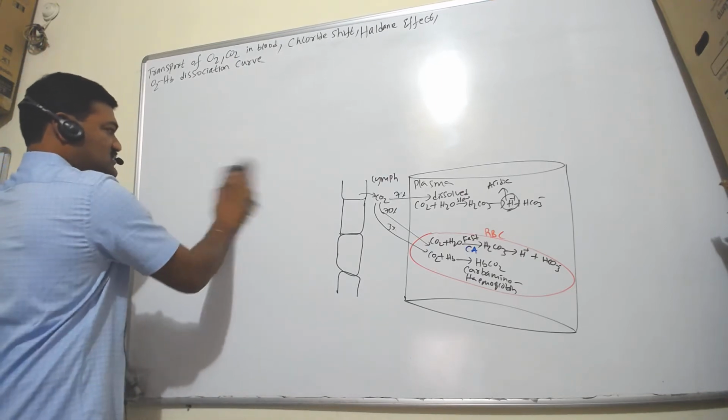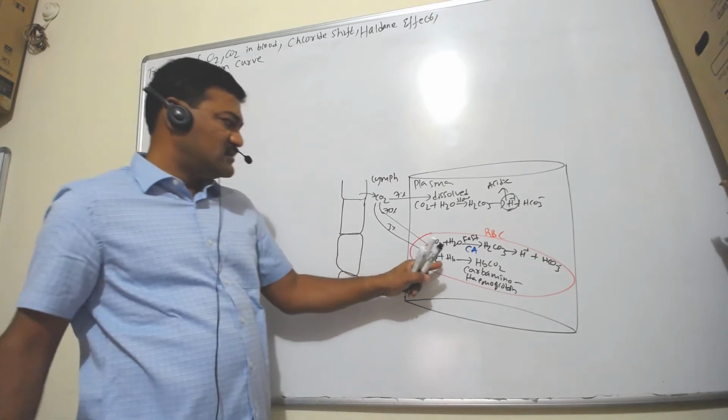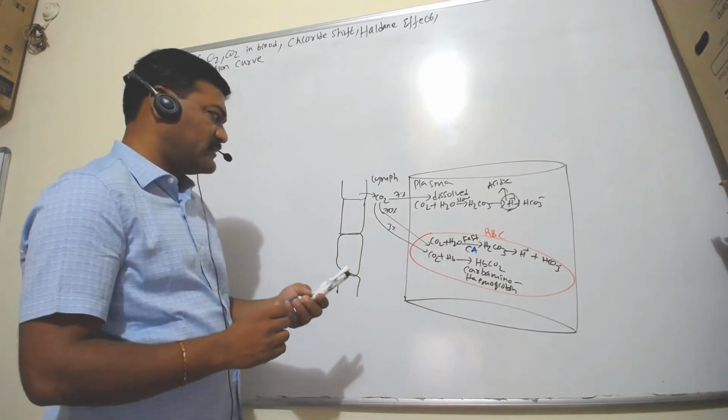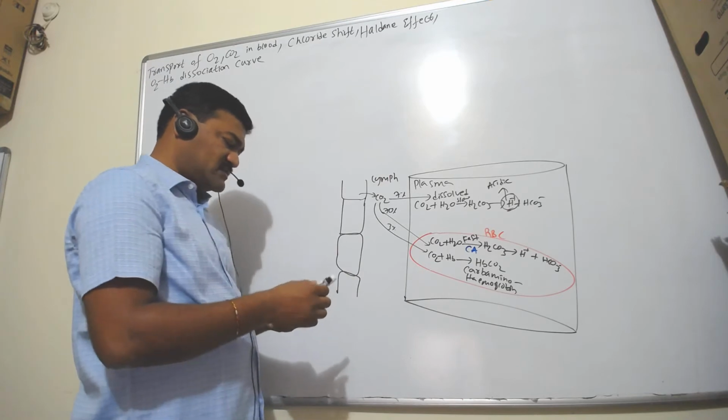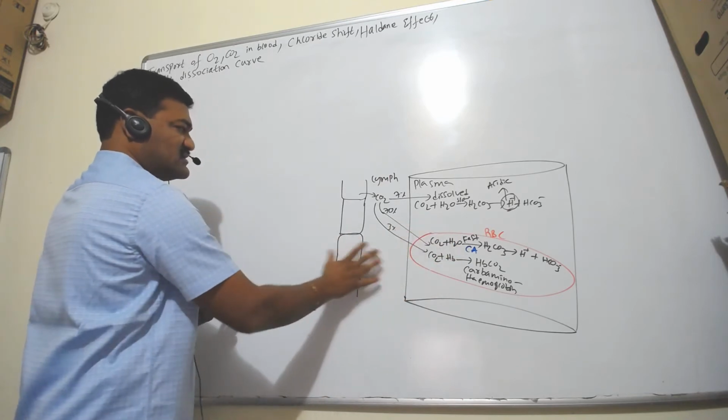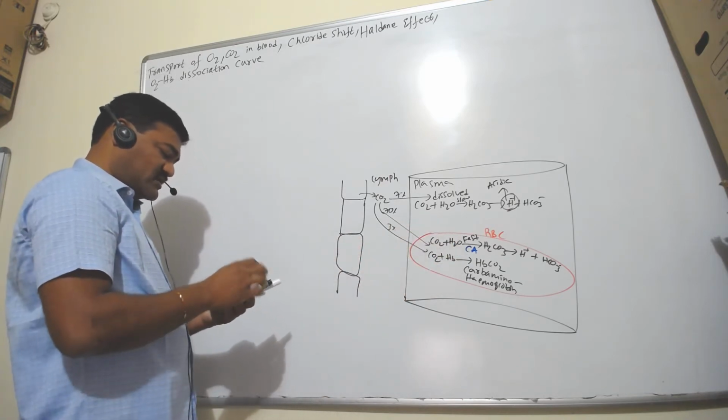So this is what you see here. Hb plus CO2 gives HbCO2, which is carbamino hemoglobin, and that is 3%. This happens when the hemoglobin is near the tissues.